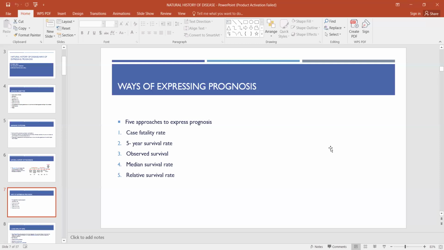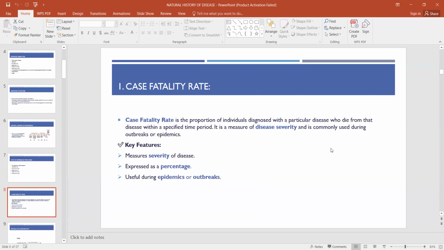Now, ways of expressing prognosis. 5 approaches to express prognosis. Number 1, case fatality rate. Number 2, 5-year survival rate. Number 3, observed survival rate. Number 4, median survival rate. Number 5, relative survival rate.